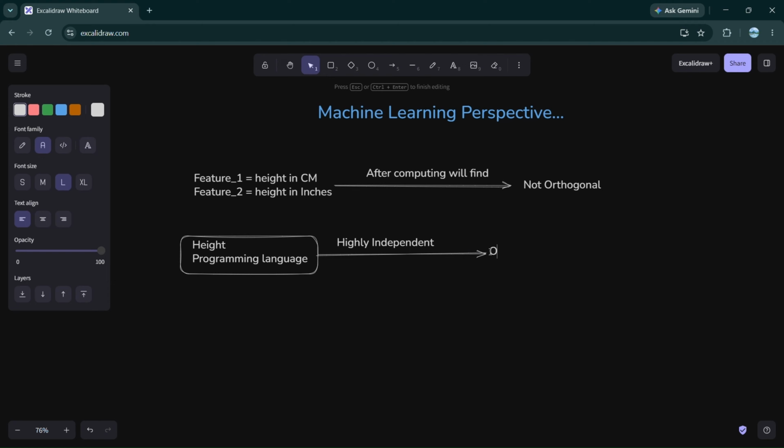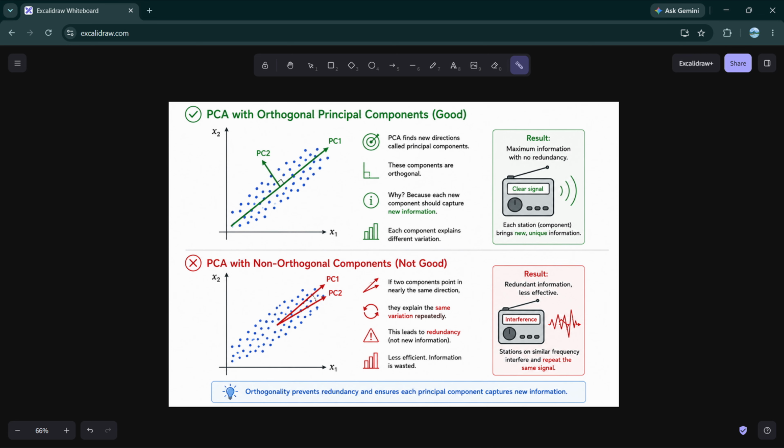Each contributes different information. Let's take another example, PCA. PCA finds new directions called principal components. These components are required to be orthogonal. Why? Because each new component should capture new information. If two components pointed in nearly the same direction, they would explain the same variation repeatedly. So orthogonality prevents that redundancy.